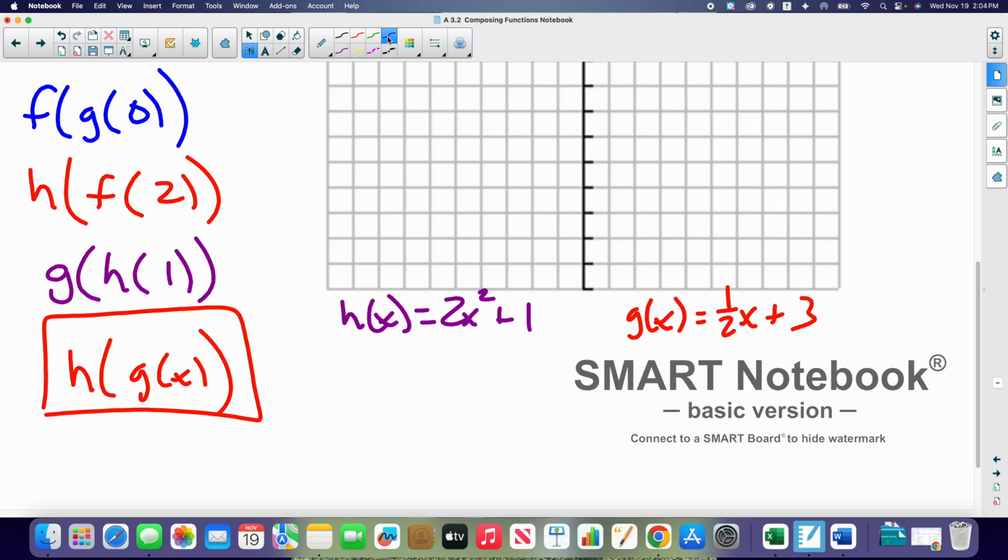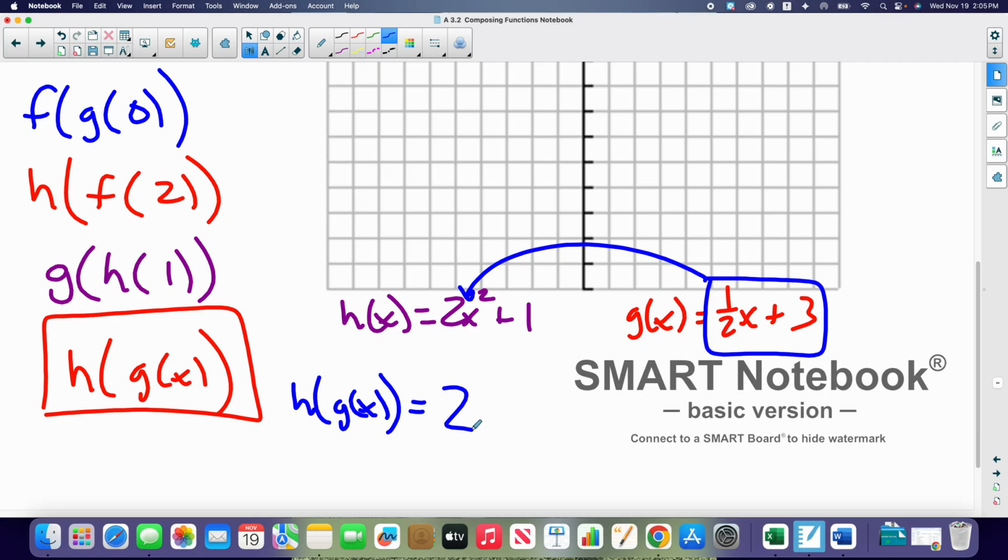All right. If you know what you're doing, I think you've got it already. If you're not sure, let's talk about it. There's no values here. There's no x's or y's. We're plugging an equation into another equation. I'm taking g, which this is g. I'm plugging it into here. So my h of g of x is going to be 2, parenthesis, 1/2 x plus 3. We're going to square it, because there's a square, plus 1. All right?